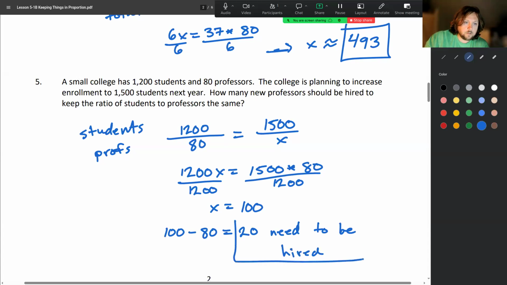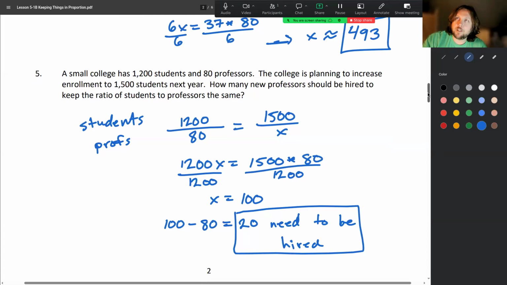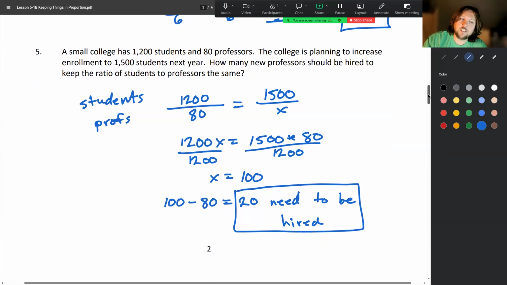Okay, so that one's a little bit tricky because you'll get to that 100 and you'll feel so accomplished, and then you'll forget there's just a little bit extra to do there. You just got to figure out, oh, well, then there's already 80 there and they're going up to 100. So how many do they have to hire? Well, I just subtract them.